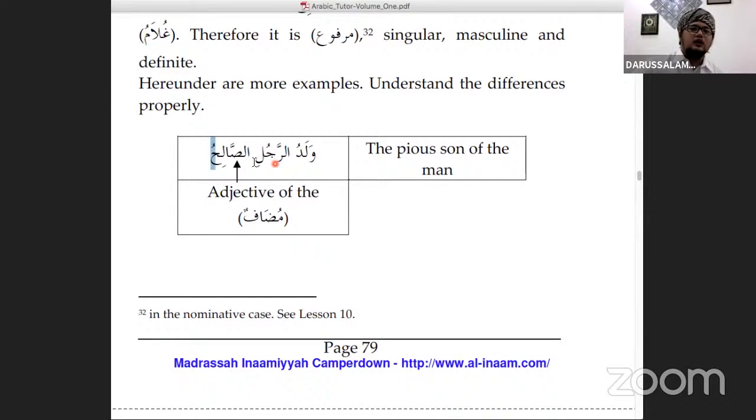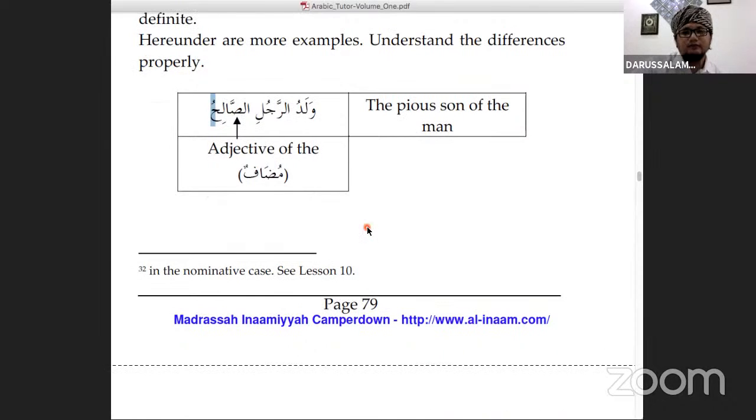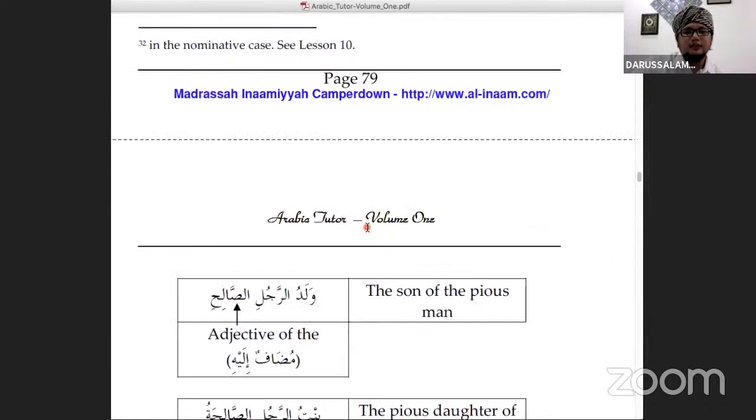Waladu as-salihu. Also, because as-salih is the adjective of walad, the pious son. The pious son, not the pious man. The pious son of the man. You understand? Some more examples there.